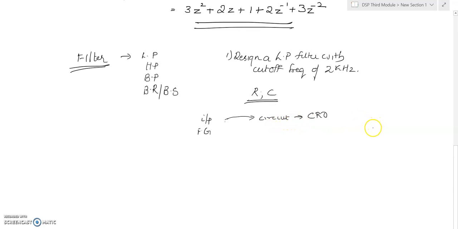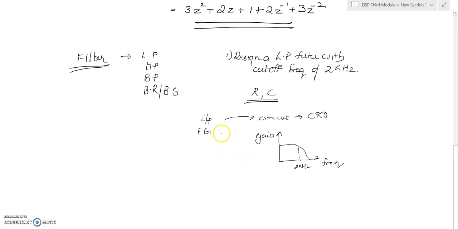So most probably in your labs you must have plotted a graph of frequency versus gain, where if it was a low pass filter, you would get a graph like this, where this would represent your cutoff frequency, that is 2 kilohertz. So what does low pass mean? Low pass means that it will pass all the frequencies that are below the defined cutoff frequency.